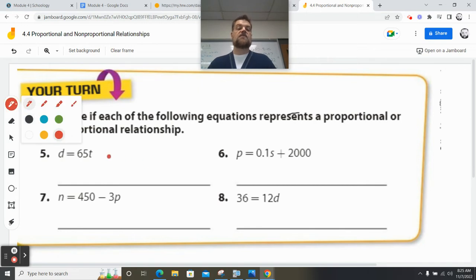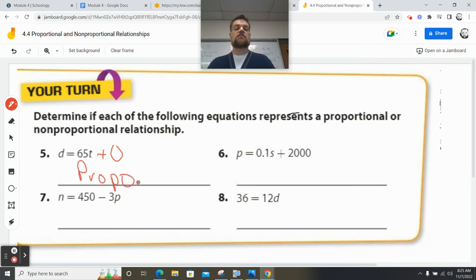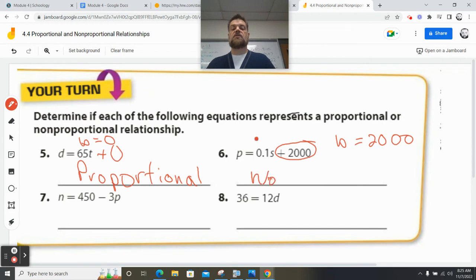What is the y-intercept here? Isn't this plus 0? So if it's plus 0, that means it's proportional, right? Because there's nothing there. All right, now this one, the y-intercept, so this one b equals 0, proportional. This one b equals 2,000, so that is non-proportional. Non-proportional. Proportional.